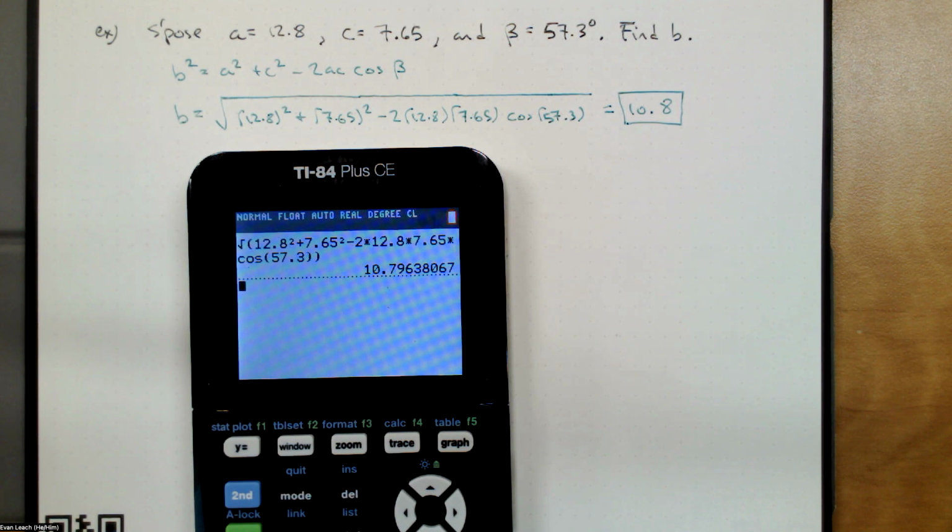B is 10.8. I didn't say to round your answer to 3 significant figures, but the two sides are in 3 significant figures. Heck, the angle is still even in 3 significant figures. So let's just write 3 significant figures. Let's just try to make it fit in.